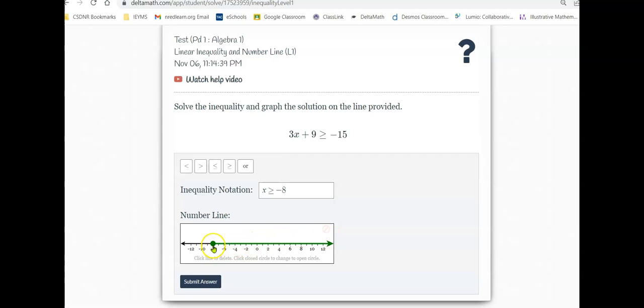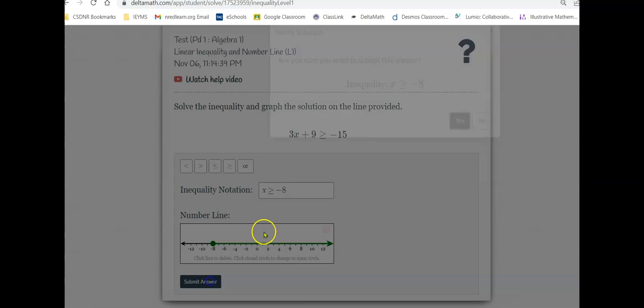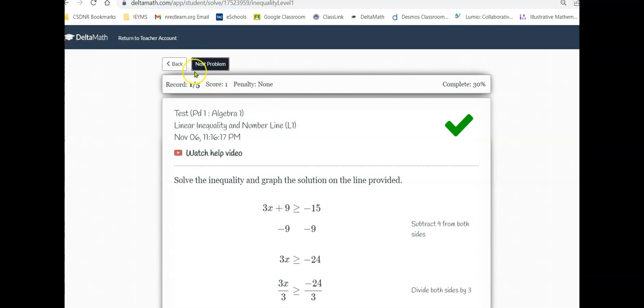Now you can make this circle open or closed by clicking it once or twice. This has a greater than or equal to sign. So I can be equal to negative 8, so it should be closed. Let's try this again.